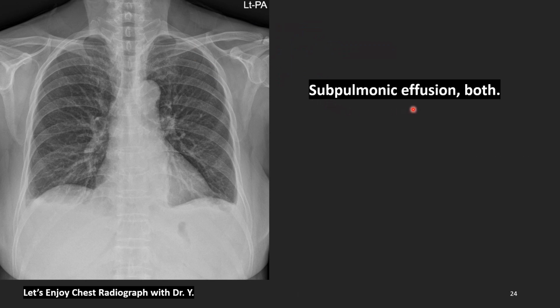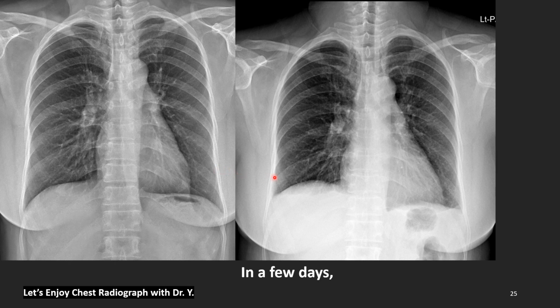The name subpulmonic effusion means sub, below, pulmonic, lung: pleural effusion below the lung, because it is misunderstandable. But we are familiar now with this bilateral subpulmonary effusion. This is another patient's film from several days later. At first, she was normal. We are familiar with these normal images and bilateral subpulmonary effusion. It is misunderstandable as a normal chest radiograph. Let's be careful with subpulmonary effusion.